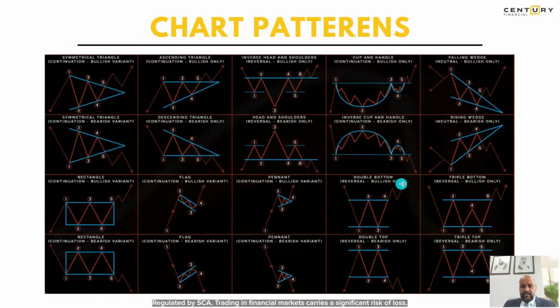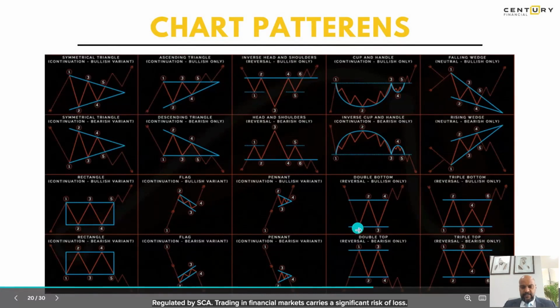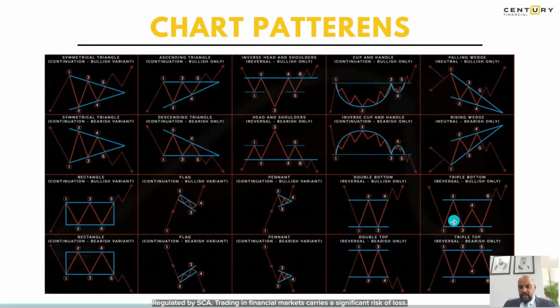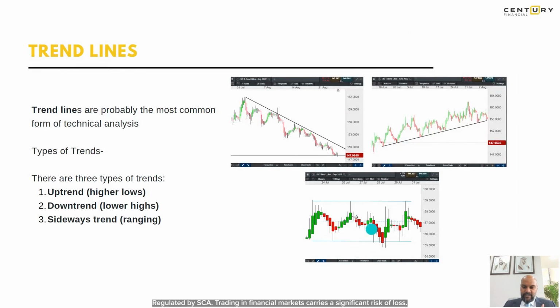Now there are more examples in terms of double bottom and triple bottom. Triple bottom gives you triple confirmation that it can go up. Now, where else did we see a triple bottom? We would see it over here. You see one, two, triple bottom. So this is where you could enter the trade.